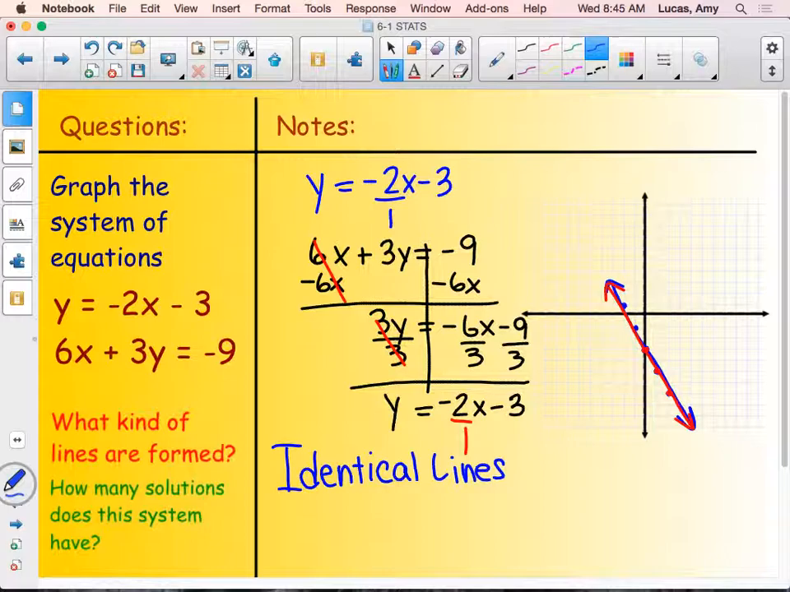Now because they're identical, how many solutions does this system have? Well, they cross at all of these points. Every single point they cross because they're the exact same. So we call that infinitely many solutions. So they're identical lines and they have infinitely many solutions.